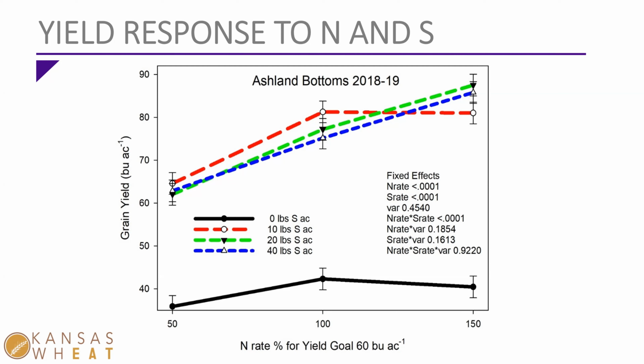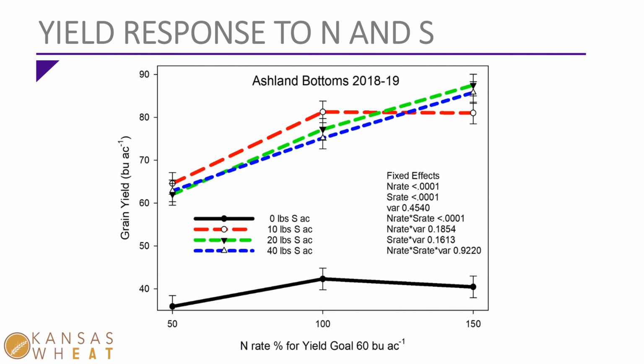Now, if we provided 10 units of sulfur, which is the red line, the first thing we see is a bump in yields at this deficient site, from that 40 bushel per acre range to about 60. But then we also allow the crop to respond to our nitrogen rate. If we went from 50% to 100%, we raised our yields from about 65 all the way to about 80 bushels per acre. But then it leveled out.